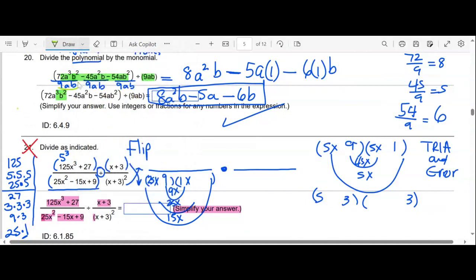So you can see here, I put A beneath. So you have to divide it 3 times. And that will be the answer: 8a square b minus 5a minus 6b. That's it. Easy. Next one.